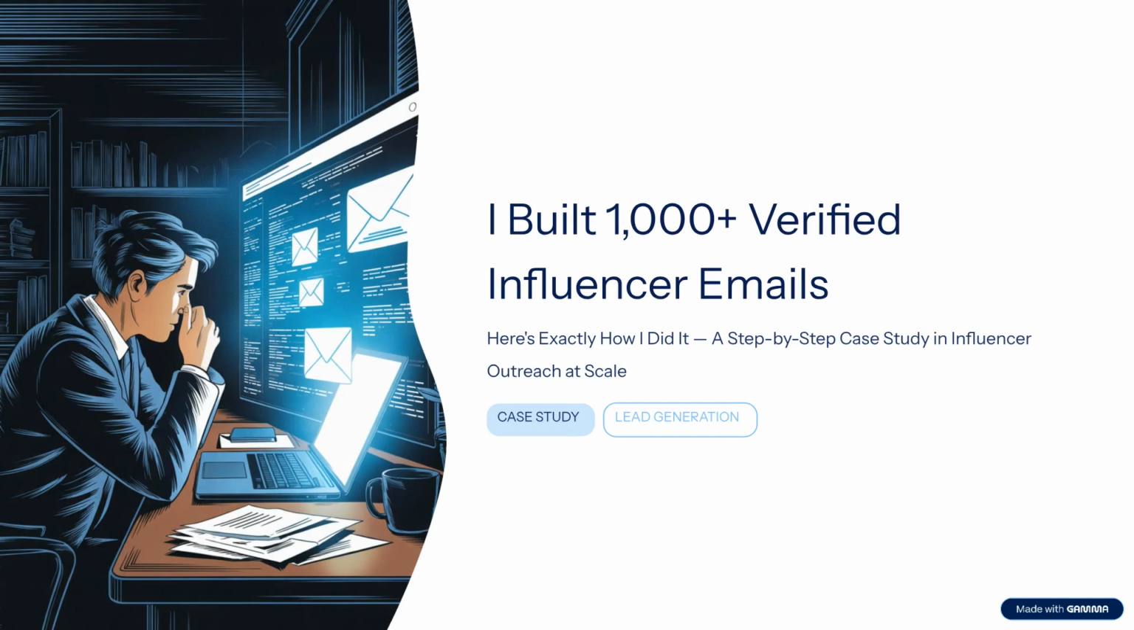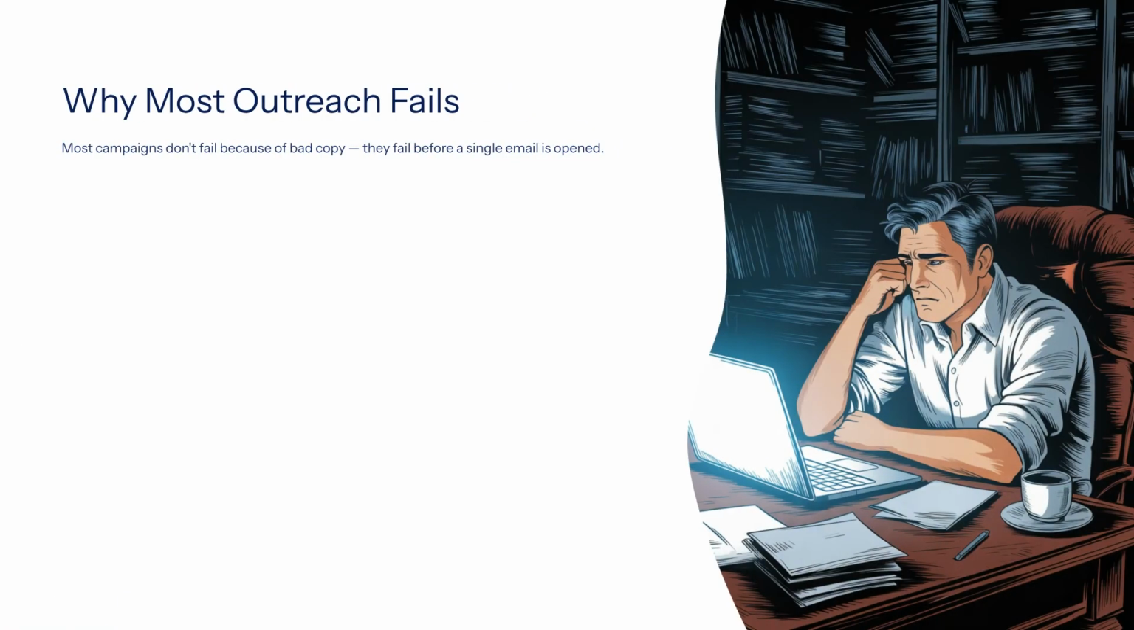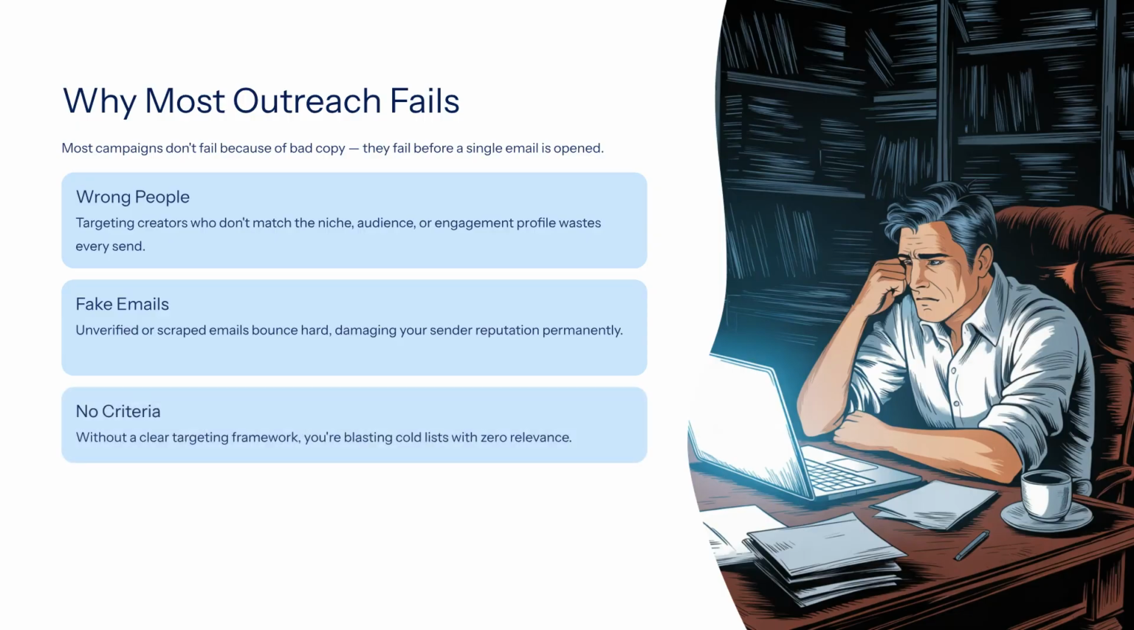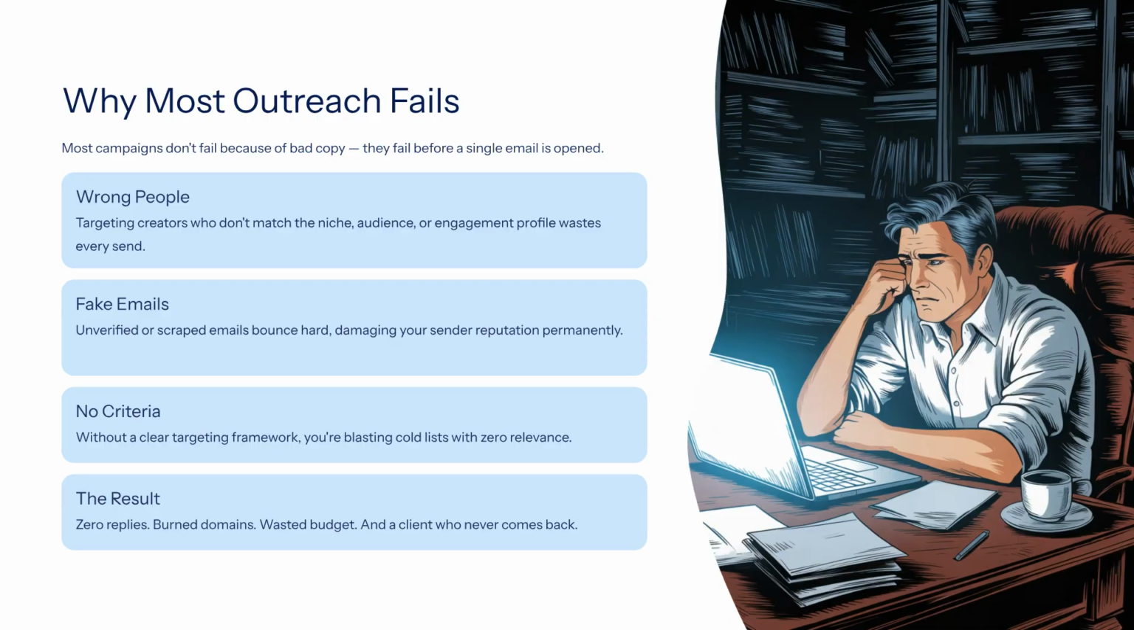This is a step-by-step case study detailing exactly how I built a list of over 1,000 verified influencer emails, scaling up the process for effective influencer outreach. Most outreach campaigns fail because they target the wrong people, use fake emails, or lack clear criteria. The result is 0 replies, a damaged sender reputation, and wasted resources.